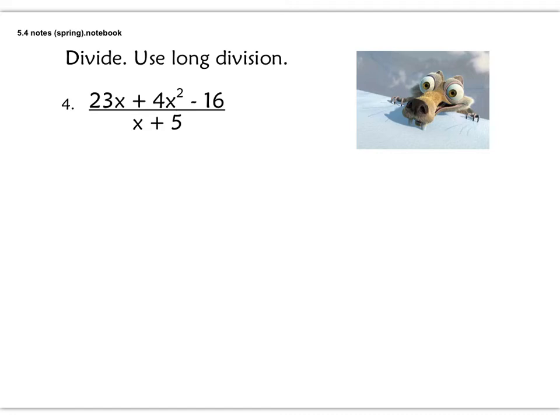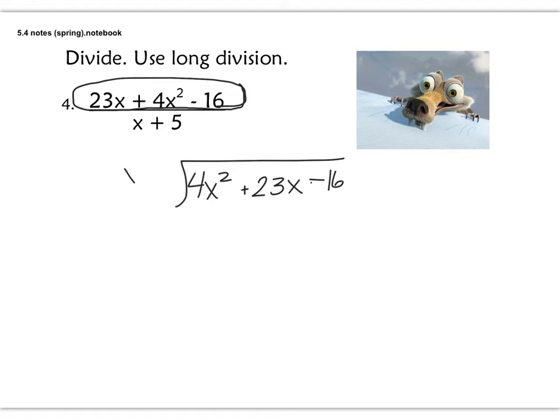All right, moving right along. Number 4. Again, there's a fraction bar, so the fraction bar just means divide. Now be careful, because this top part that we're supposed to be dividing, notice it's not in the right order. Since it's not in the right order, we have to write that the right way. So we have 4x squared plus 23x minus 16. All of that is being divided by x plus 5. All right, so first terms, what do you multiply x by to get 4x squared? You multiply by 4x.